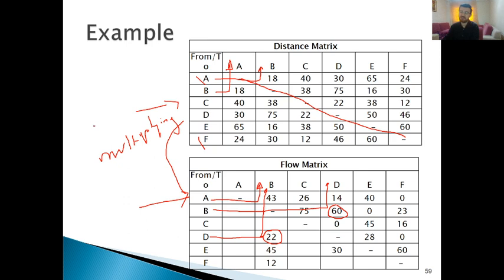in a given layout. Okay, so if the distance from A to B is 18, and if 43 trips are made, then the total travel distance from A to B is 43 times 18. Okay, from A to C is 40 trips, and the distance from A to C is 26. When I multiply these two numbers, I will get the total travel distance from A to C. So when I do this for every pair of departments and add them up, I will get the total travel distance in a given layout. Okay.